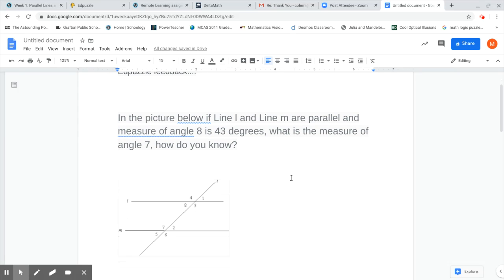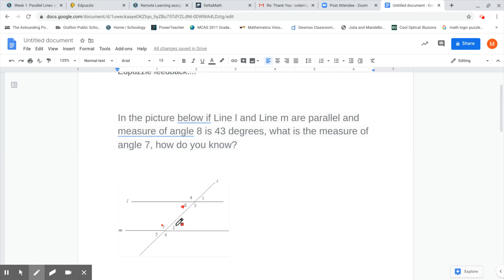So one of the questions said, in the picture below, if line L and line M are parallel, and the measure of angle 8 is 43 degrees, what is the measure of angle 7, and how do you know? If L and M are parallel, then there are special relationships between these angles here and these angles here, but only if L and M are parallel. So because it tells you they're parallel, and the measure of angle 8 is 43 degrees, they're asking you about angle 7.